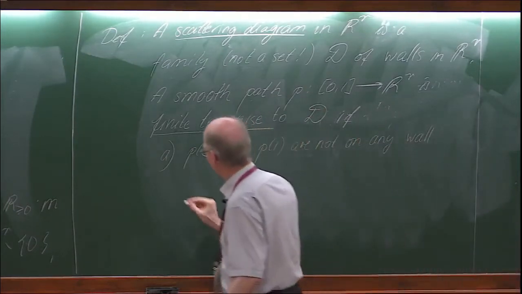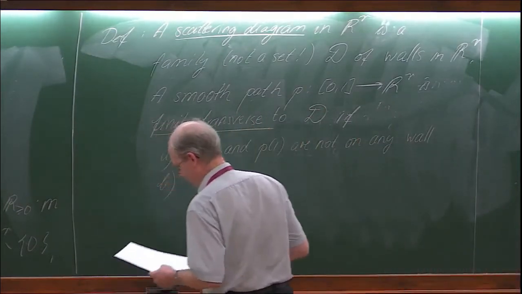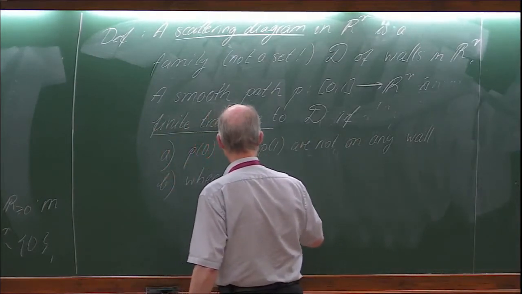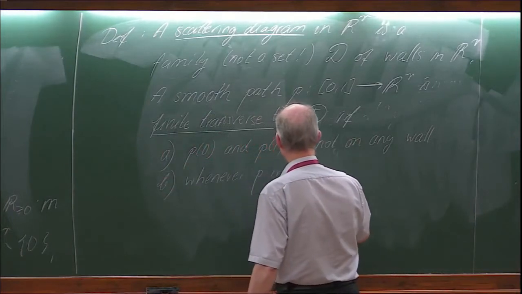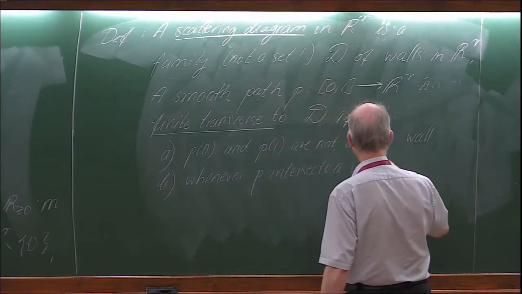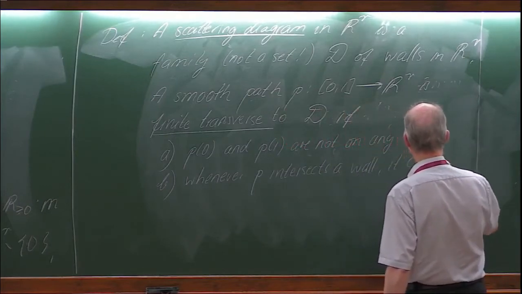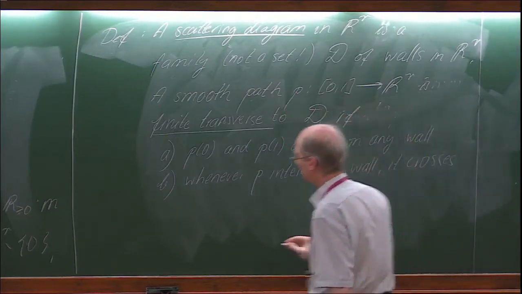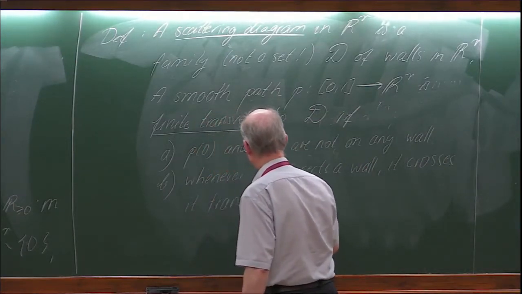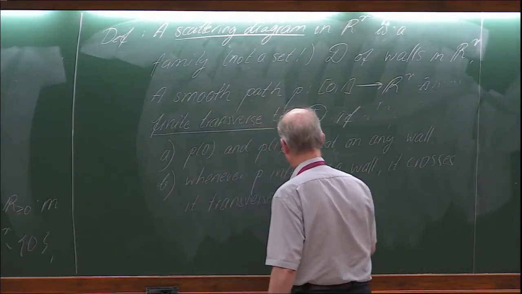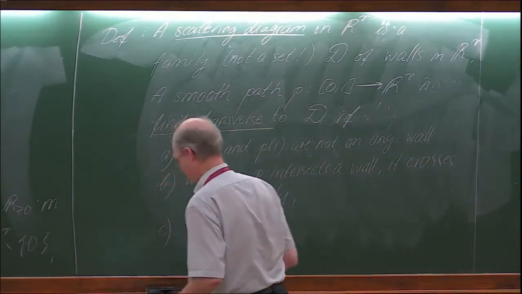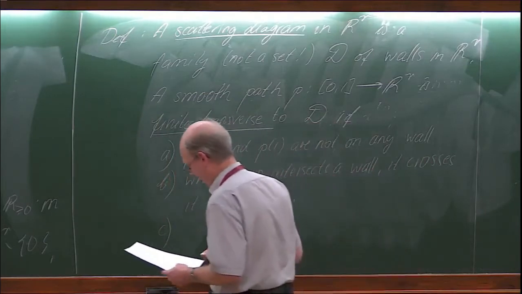Secondly, it should cross the walls transversely. Whenever the path intersects a wall, it crosses it transversely. And finally, it should intersect only finitely many walls.